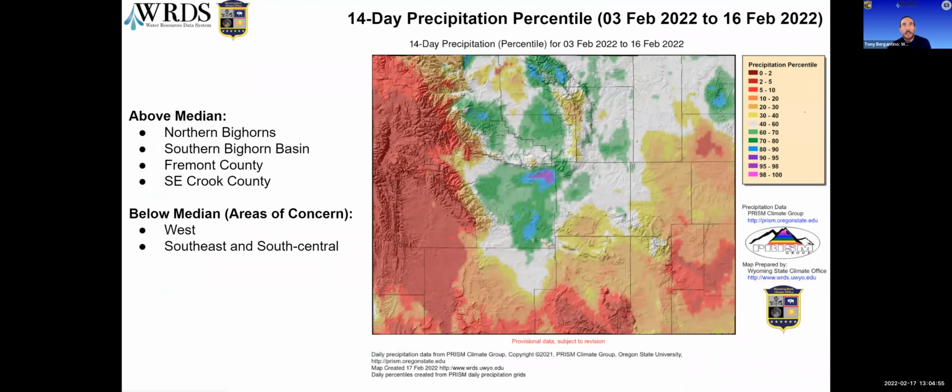This is the 14-day precipitation percentile, and you can see we've had a major change since the last webinar. An area of concern is the entire western area, where we're seeing a lot of red in the less than 10th percentile, sort of a flash drought emerging there, along with down here in the Sierra Madre and Snowies, and some spots over here in Goshen and Platte County. Some wetness in the last 14 days in Fremont County, the Bighorn Basin, and some areas up here in Crook County, as well as the northern Bighorns.